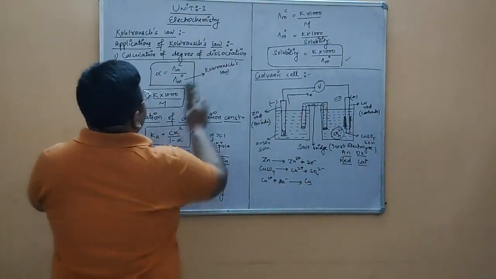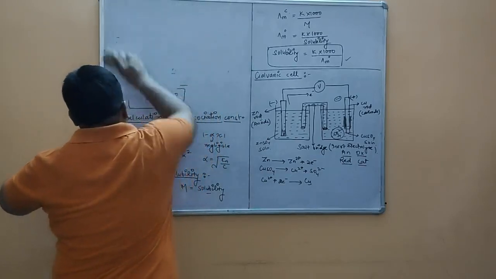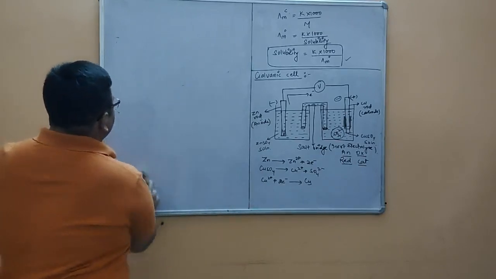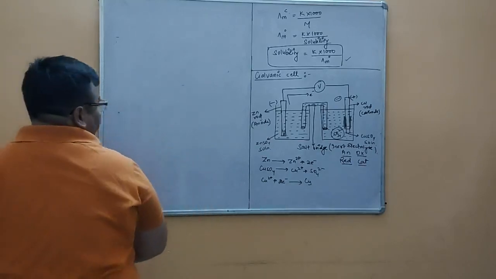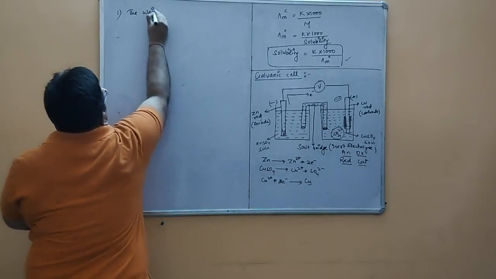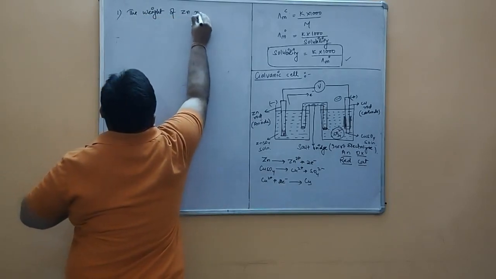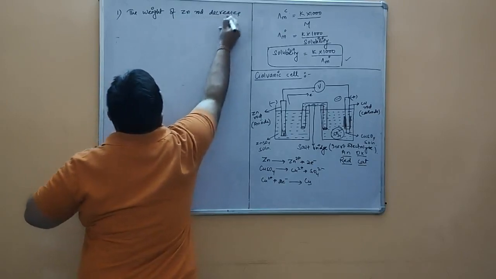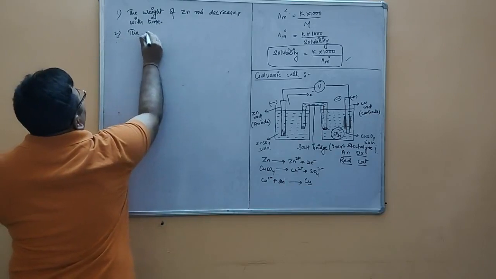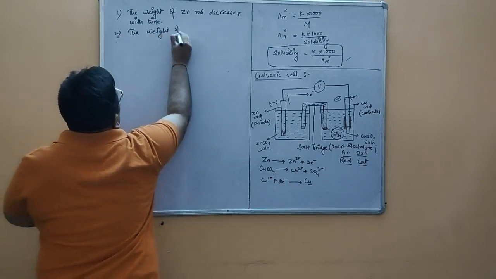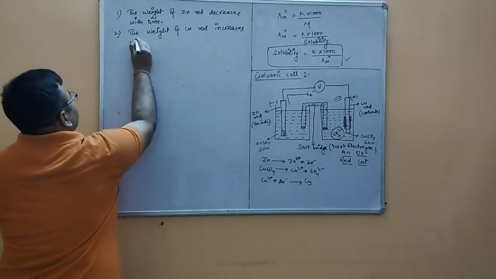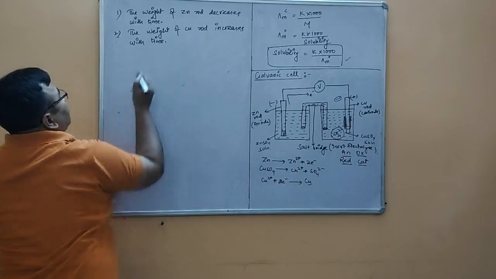Now, let us discuss some points. Firstly, the weight of the zinc rod decreases with time. Time के साथ zinc rod का weight क्या होता जा रहा है? Decreases. Second point, the weight of the copper rod increases with time. कॉपर मेटल जो है वो कॉपर रोड पर डिपॉजिट होती जा रही है, the weight of the copper rod increases with time.